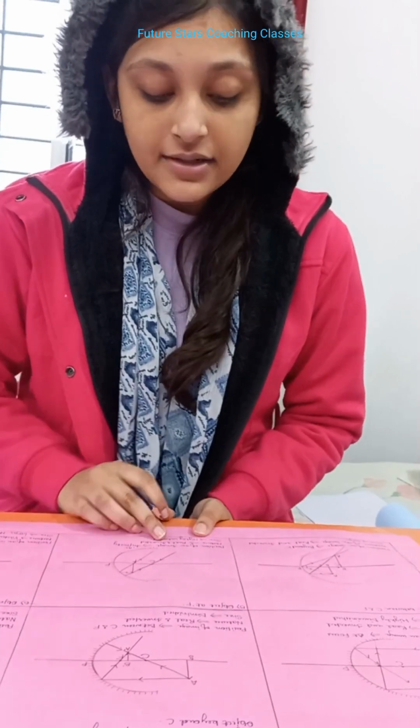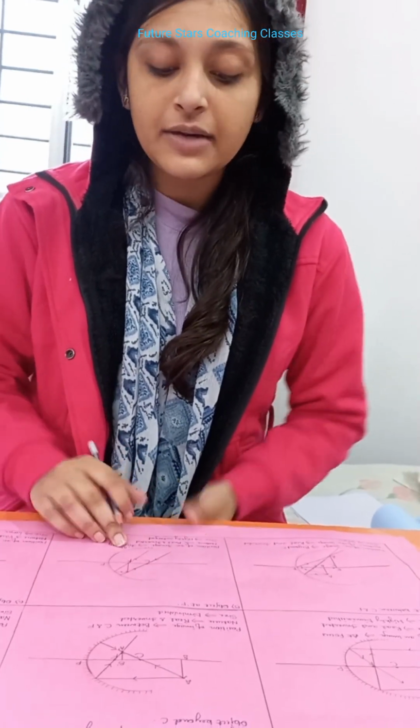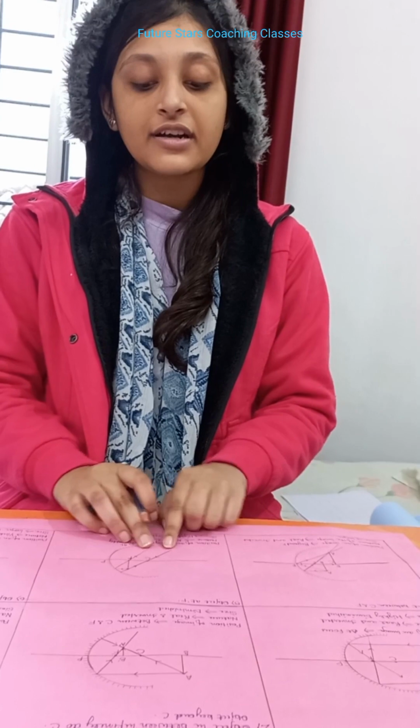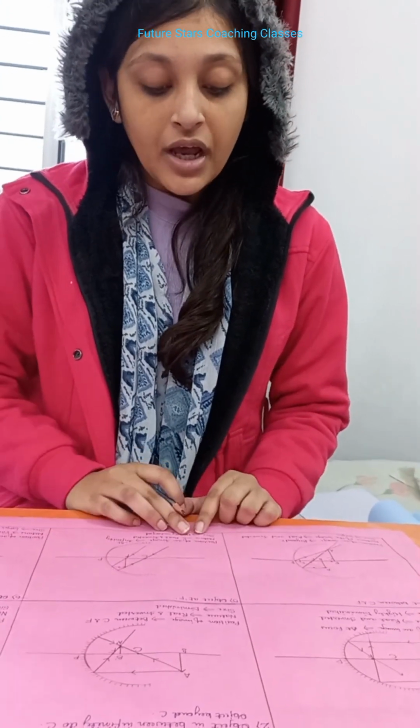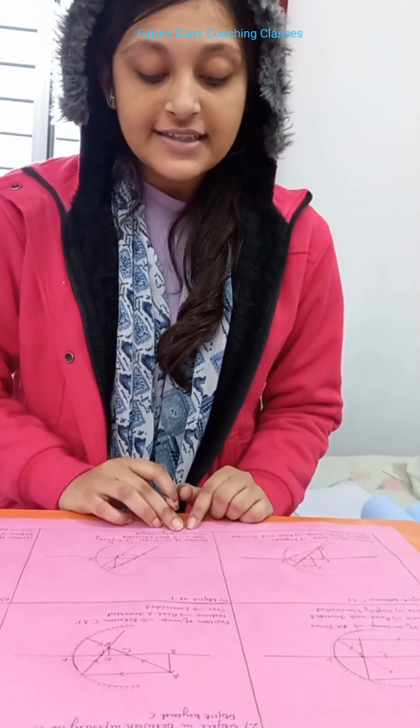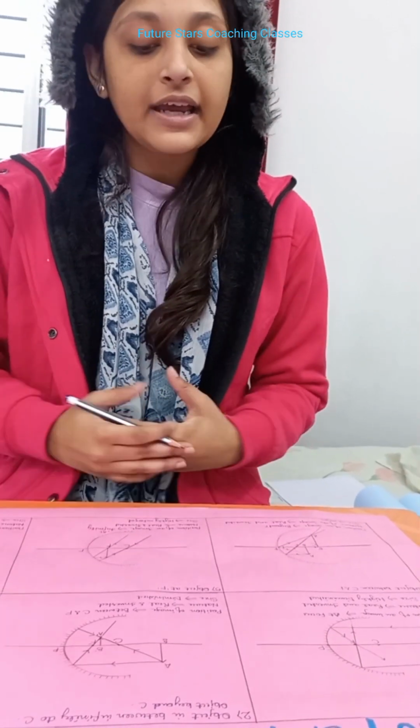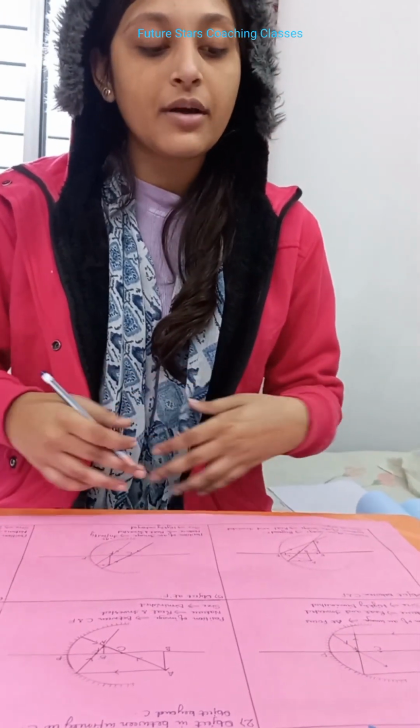So we can see here the position of the image is at infinity because it's not meeting, it's not intersecting. So it's going to be infinity. Nature is real and inverted. Size is highly enlarged. If it is at infinity, obviously it's going to be highly enlarged. So this was the fifth case.